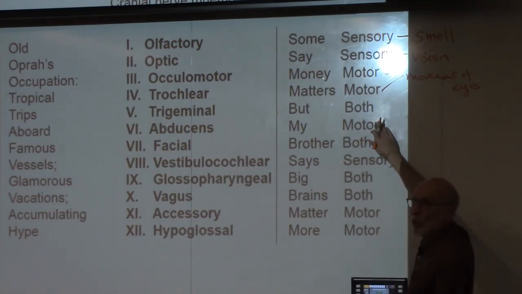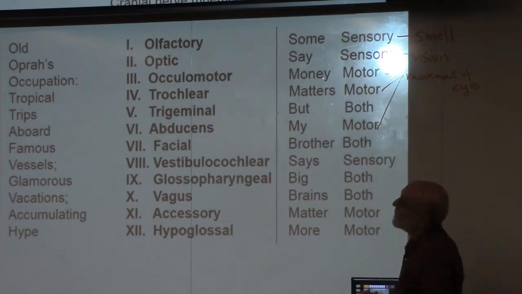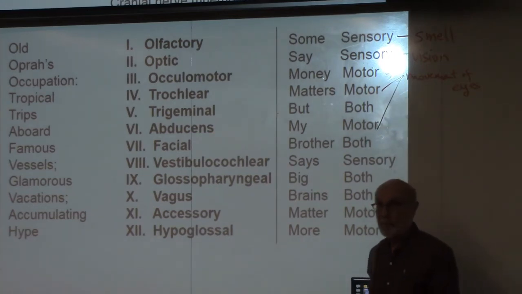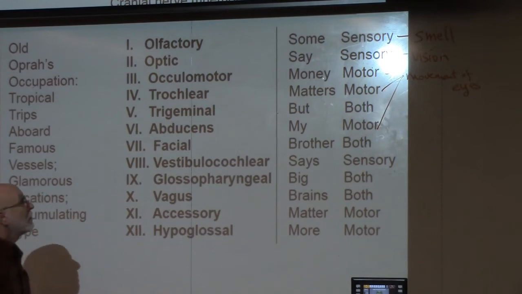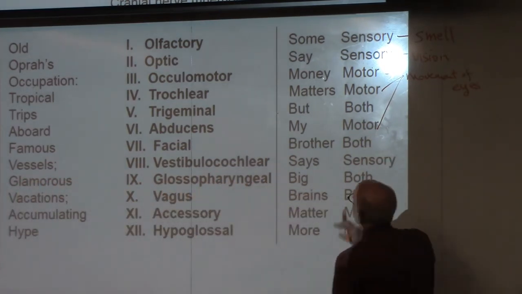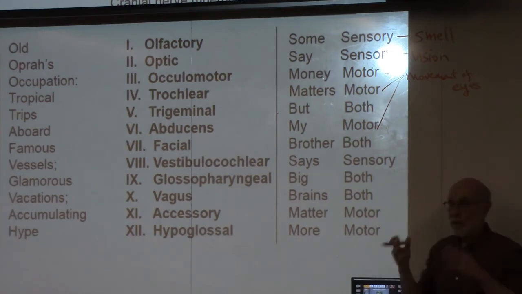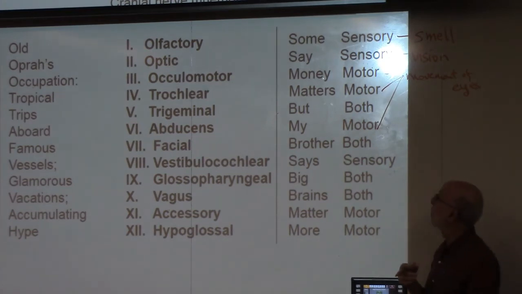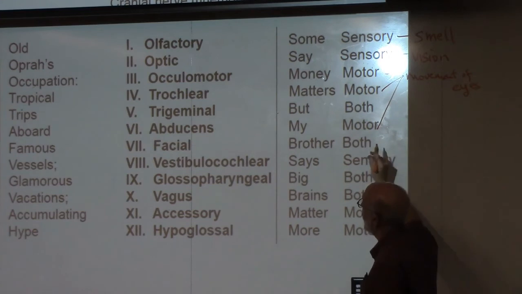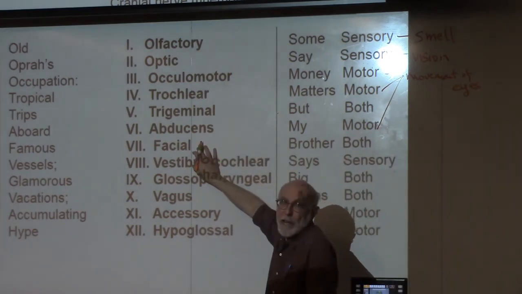Abducens is a motor nerve that also serves movement of the eyes. We're good at moving our eyes around. I'm good at this. The facial nerve is, again, both. Sensory nerves of the face and motor nerves of sort of facial expression. When I frown, when I smile, when I look sad. That's the facial nerve working with me. So that's both sensory and motor control of the face.